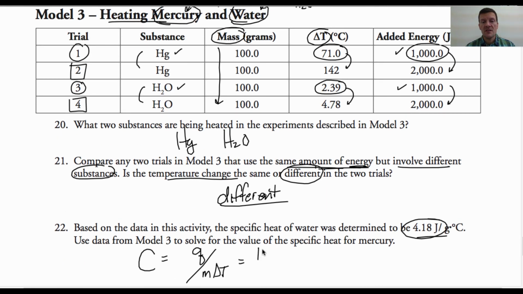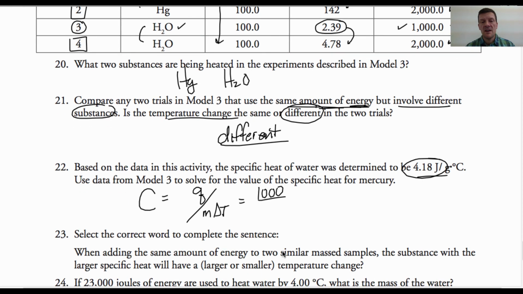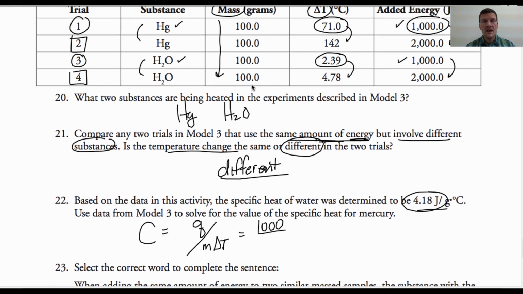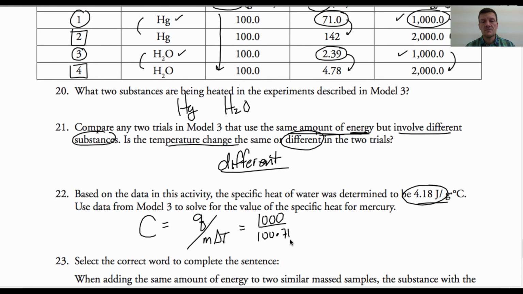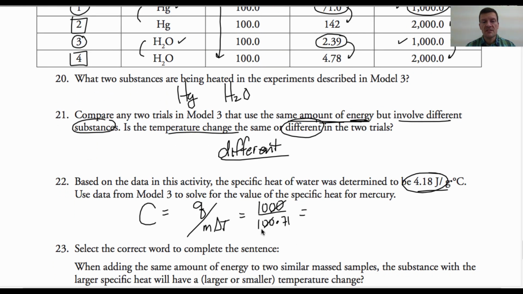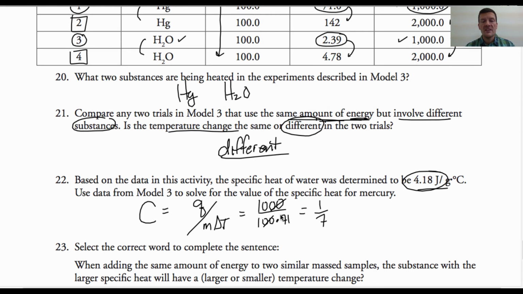So let's just take this one: 1,000 divided by the mass of 100 and the product of 71. Okay? So if I was just to estimate, this is 10 over 70. So this is going to be about 1/7. Okay? 10 over 70, about 1/7. And our specific heat now, you'll notice that this specific heat is very, very small compared to the water's. This is a fractional amount of what the water's specific heat is.